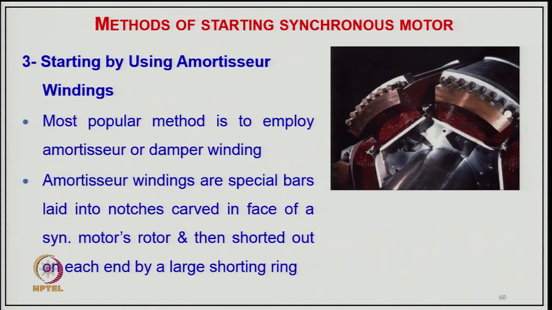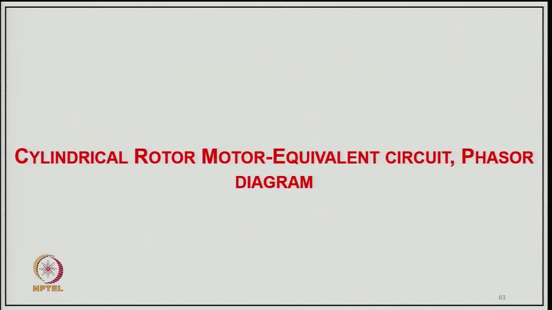The most popular method is employing the damper winding. Damper windings are special bars laid down in notches carved in the face of the synchronous motor rotor poles and then shorted on each end by a large shorting ring.